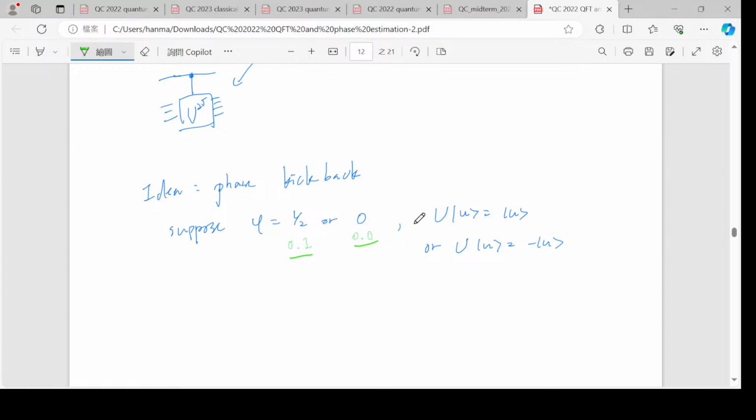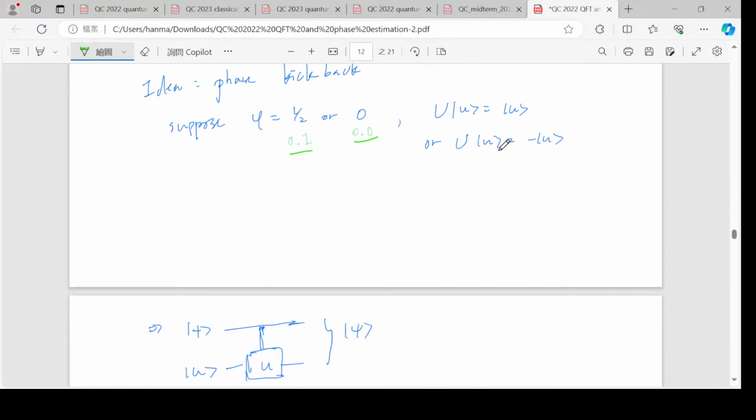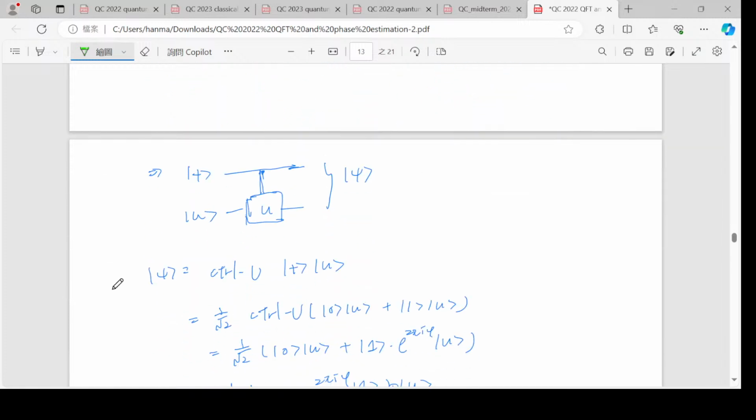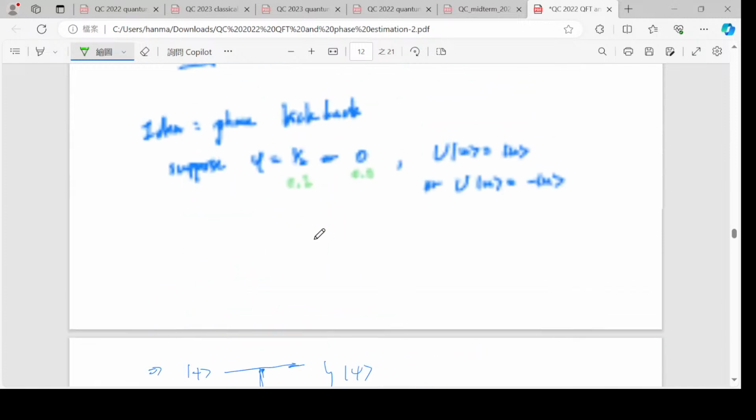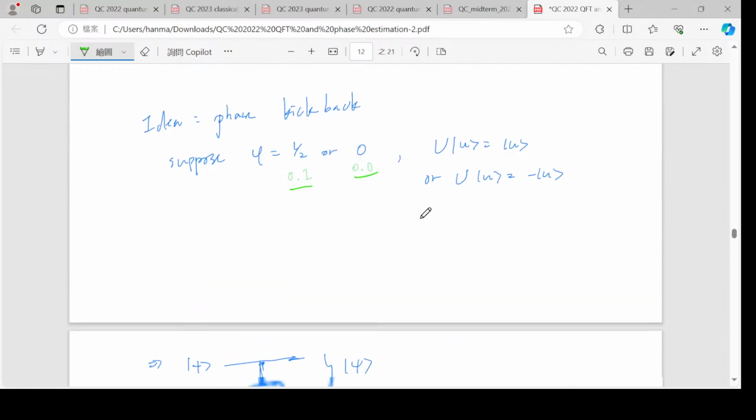So if you write it out, it's either Uu equal to u. That's when the phase is 0, so nothing happens. And when the phase is 1/2, then your e to the 2 pi i 1/2 is this point, that's -1. So Uu will be -u. And we're already seeing a circuit, well, not quite, but a very similar circuit that can do this. That's like the phase kickback circuit that we've been doing. Okay. So the circuit that distinguishes those two is this thing.